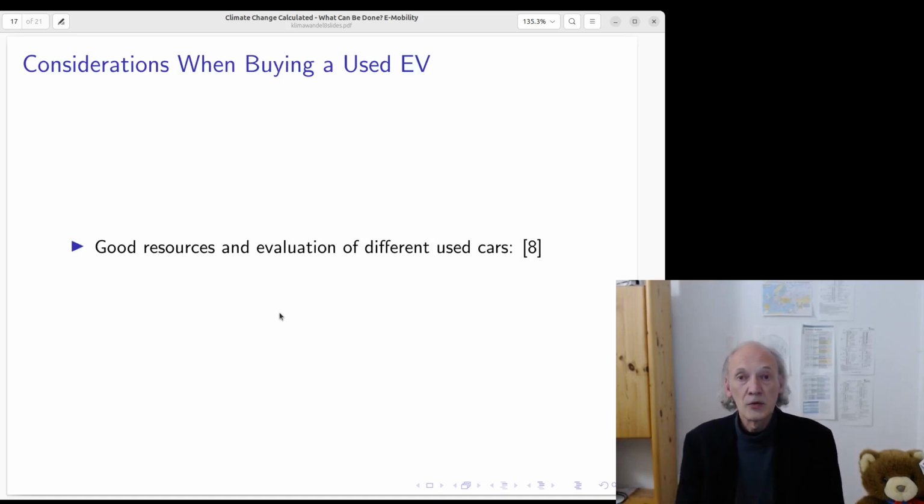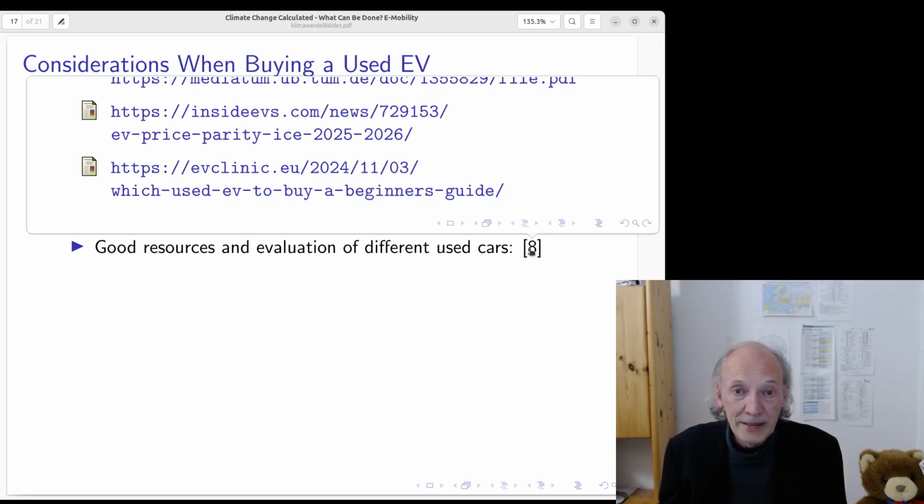Yeah, and when buying a used EV, this actually becomes more and more feasible because there are more and more used EVs available. I found a good resource here, this one here, EV Clinic. So that's actually a car garage which specializes in electric vehicles, and they have experience and they actually have here a survey of the different car types and how well they keep up over time. So this is actually quite interesting.